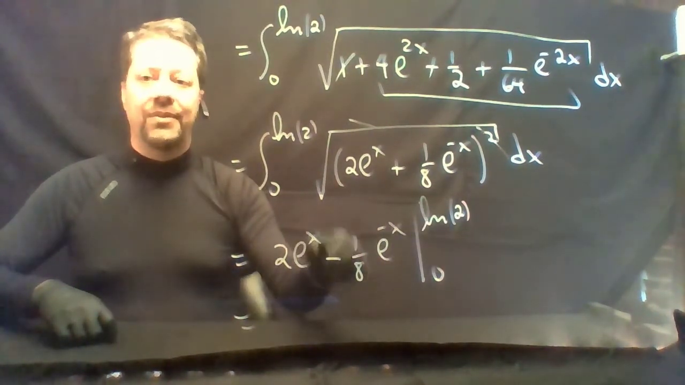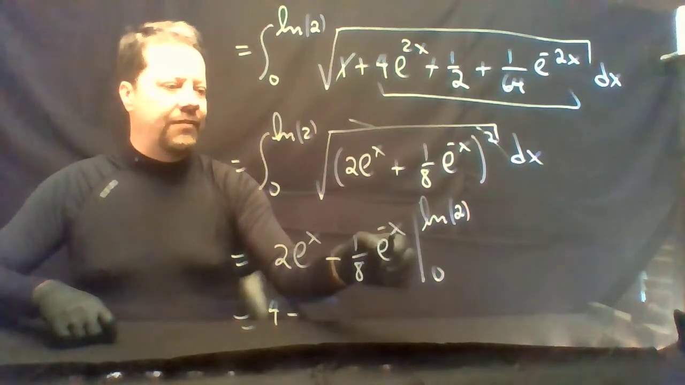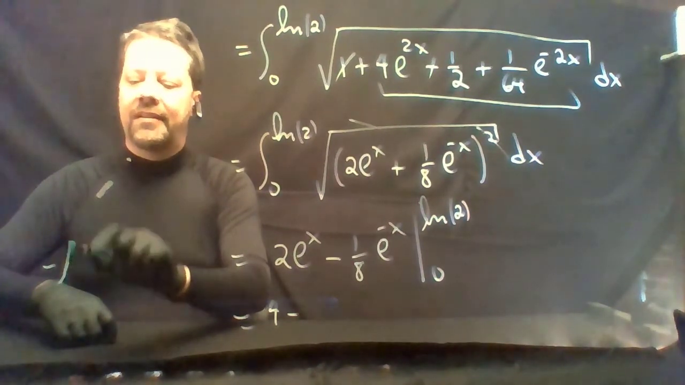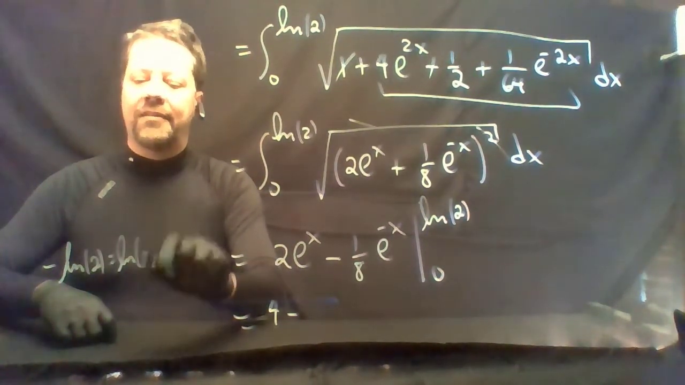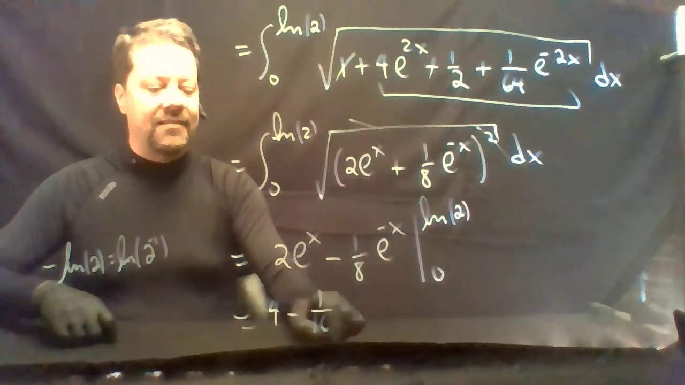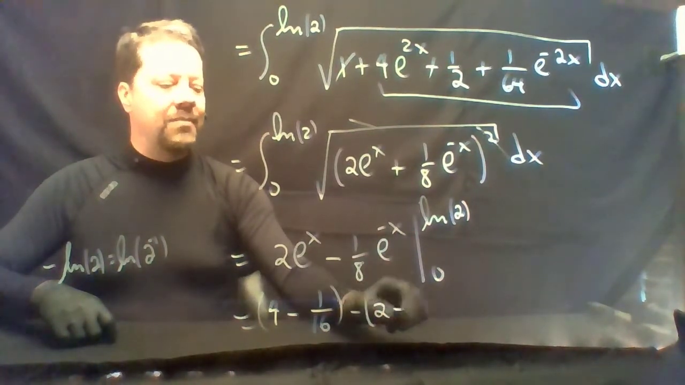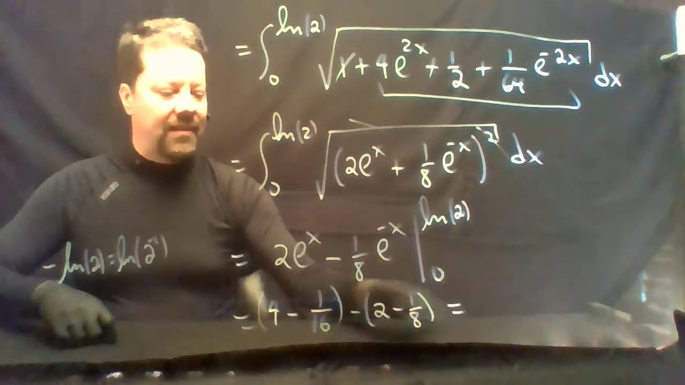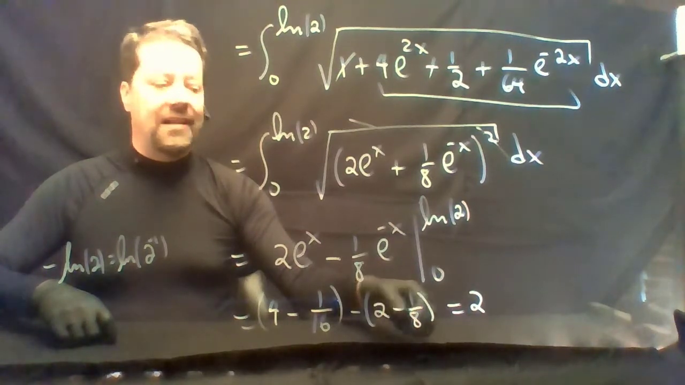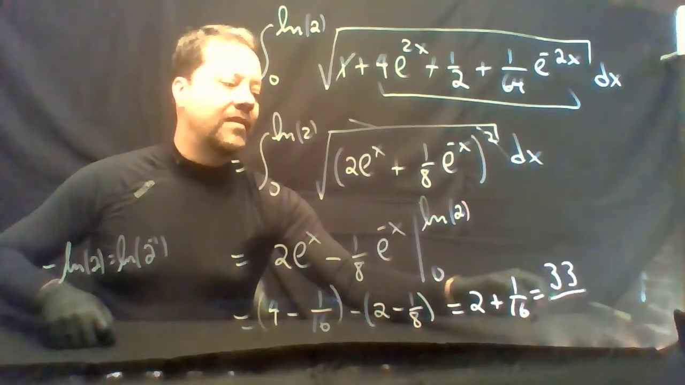Plugging in the natural log of 2, e to the natural log cancels out, so we end up with 2 times 2. If we have natural log of 2 times a negative 1, the negative 1 goes up, and negative ln of 2 will be ln of 2 to the negative 1. That's a half. Times an eighth is a 16th. And then we have to subtract what we get when we plug in 0. That's 2 minus 1/8. So we have 4 minus 2 is 2. Negative 16th plus an eighth is positive 1/16. That's 33 sixteenths.